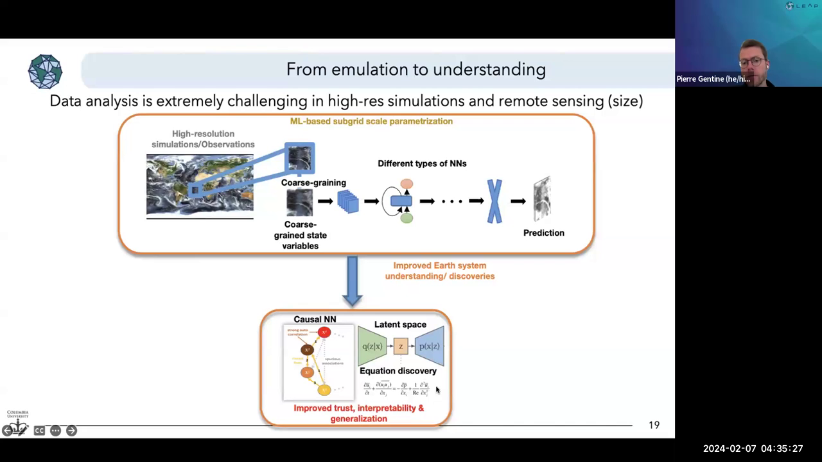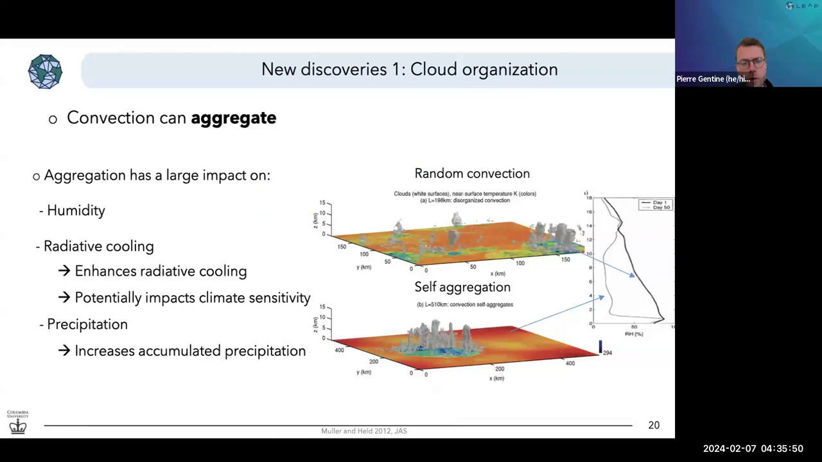And then you can also use some new kids on the block, which are equation discovery. They are great tools now. I mean, those ideas have been around for a long time, but the tools are much more mature now, and we can actually discover equations from data, and that's much more interpretable and something that people would trust a lot more than just a black box neural network. So I'll show you quickly two examples, starting with convection.